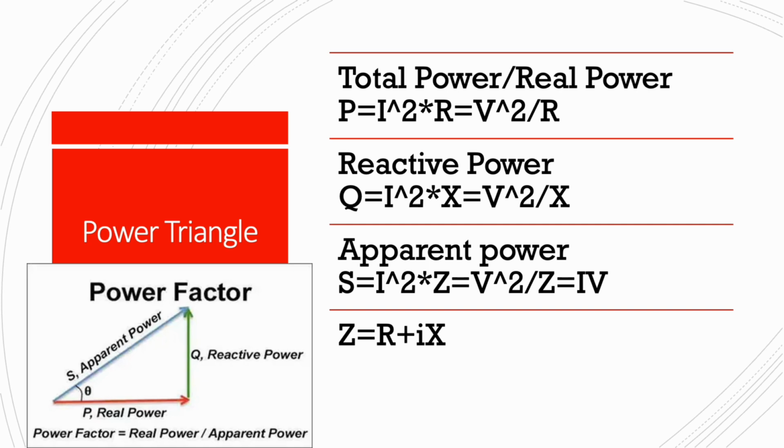The triangle displays a relationship between the different types of power and how the power factor is the ratio of true to apparent power. This is equal to the cosine of the angle identified, which happens to be the same angle as the impedance phase. Hence, power factor can be calculated if the impedance of the circuit is known.